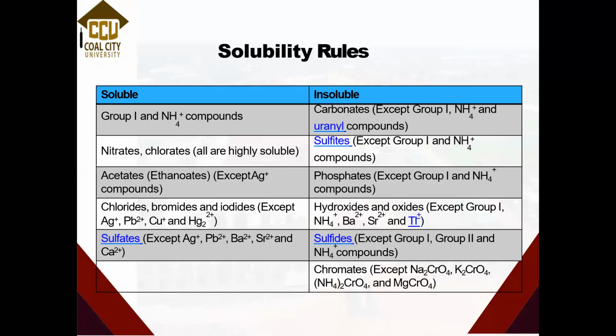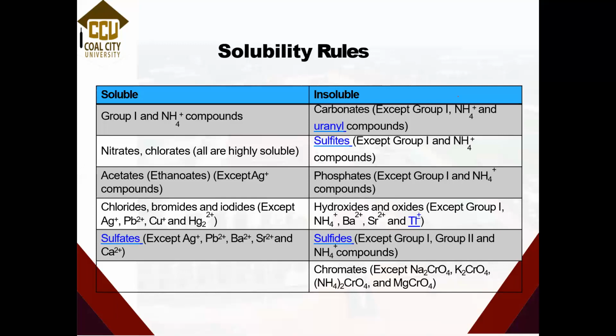Also, chlorides, bromides, and iodides are soluble, except for silver again, lead, copper, and mercury. Sulfates are also soluble, except for silver, lead, barium, strontium, and calcium. You observe a trend here: all compounds of silver are insoluble, irrespective of whether it's a sulfate or a nitrate. Even though nitrates and sulfates are soluble, once it's silver sulfate or lead sulfate, it will definitely be insoluble. Funny enough, calcium sulfate is also insoluble. So take note of those exceptions.